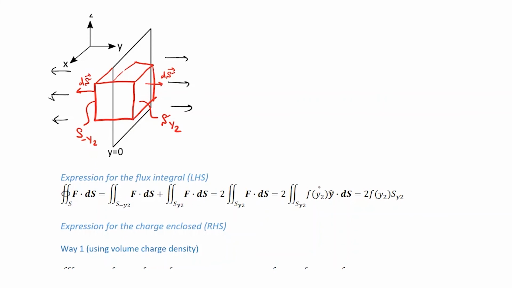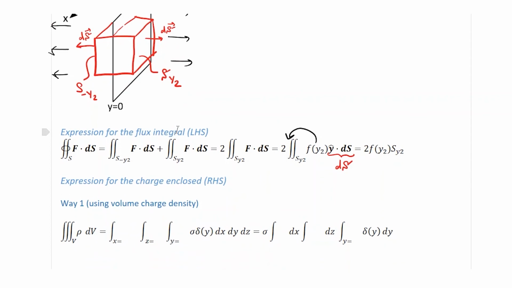Again, I plug in this expression for f, and I realize that y hat dotted with ds for this surface is going to be equal to ds, because y hat and vector ds are in the same direction. So then, once I take this out, I'm left with the surface area of this surface on the right-hand side.